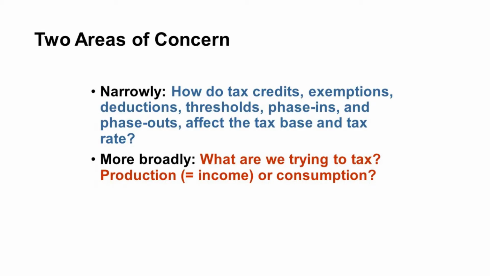Now, there's another situation. The base may not be what it seems. If you define something as taxable, and off we go, and the IRS writes a regulation, did they get it right? Did the base actually conform to something out there in the real world? And unfortunately, the answer is very frequently no, not quite. So two areas of concern. We have tax credits, exemptions, deductions. We have thresholds. We have phase-ins. We have phase-outs of various credits and benefit reporting requirements.